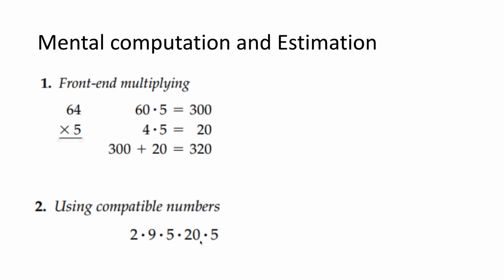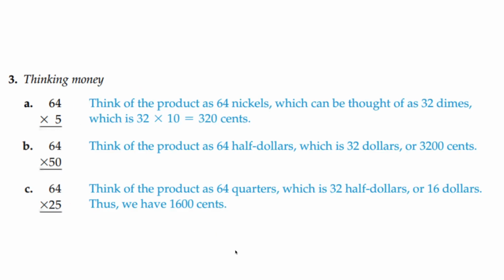Using comparable numbers. So when you're multiplying these numbers, how would you do it? I would go with 2 times 5 as 10 and 20 times 5 as 100. So 10 times 100 is 1,000, right? Times 9, 9,000. I think that's a really good way to think about this problem. So you can use the comparable numbers to make it easier.